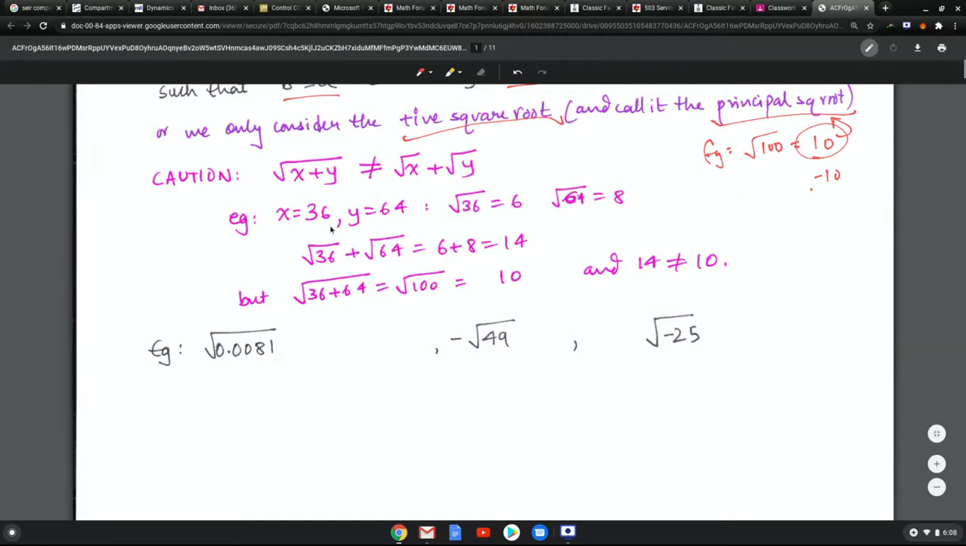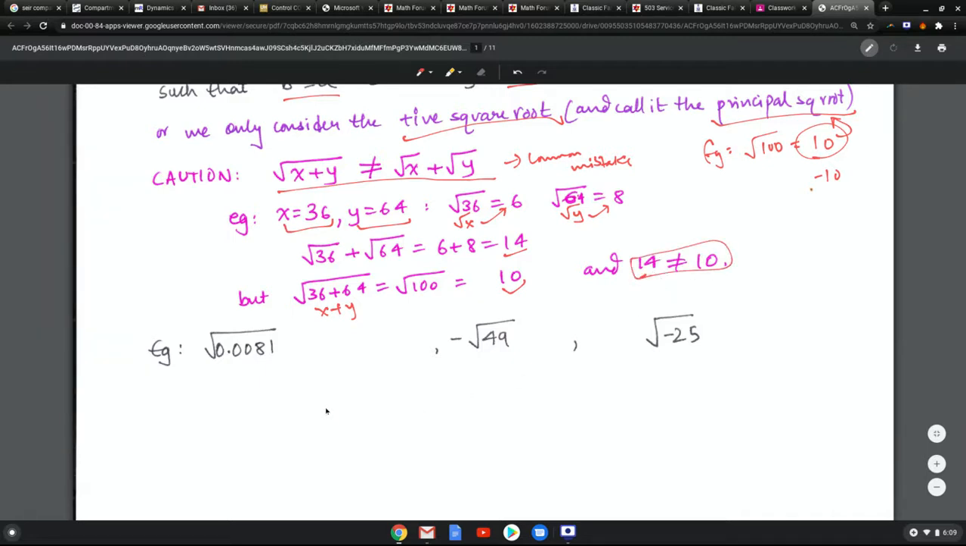Now, a point of caution here: the square root of x plus y is not equal to the square root of x plus the square root of y. This is a very common mistake, and you can check that it's not true. If you take x is 36 and y is 64, the square root of x is 6, the square root of y is 8, and 6 plus 8 is 14. But the square root of x plus y is the square root of 100, which is 10, and these are not equal.